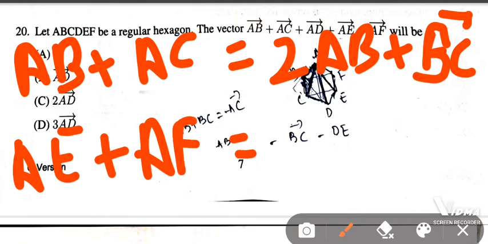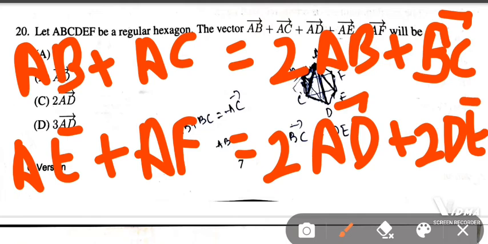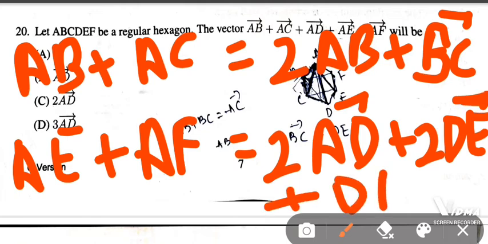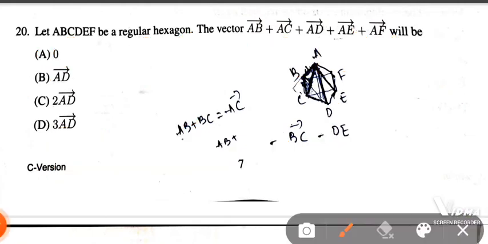Now for AE and AF, from a similar point of view, what you will get is 2AD vector plus 2DE vector and plus DF vector. So from this, the conclusion is that AB and AC are vectorially opposite to DE and DF. Okay, so from this we'll simply get the answer to be option number D, 3AD.